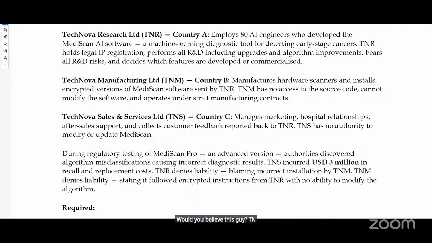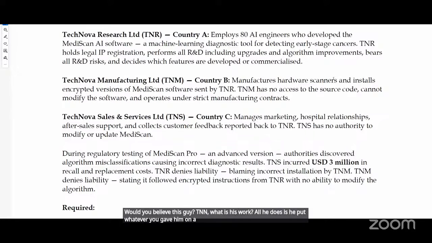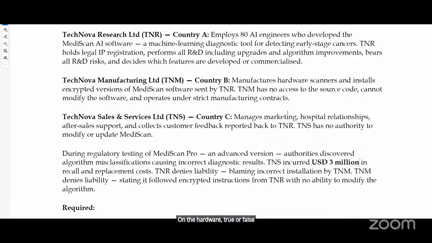TNM, what is his work? All he does is he puts whatever you gave him, the software, on the hardware. True or false? He doesn't do anything. Maybe there are processes before installation. Maybe he didn't. But look at what they said.